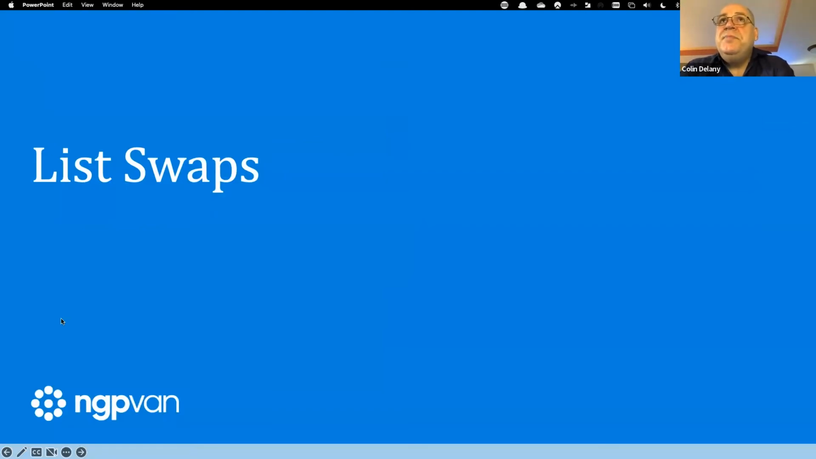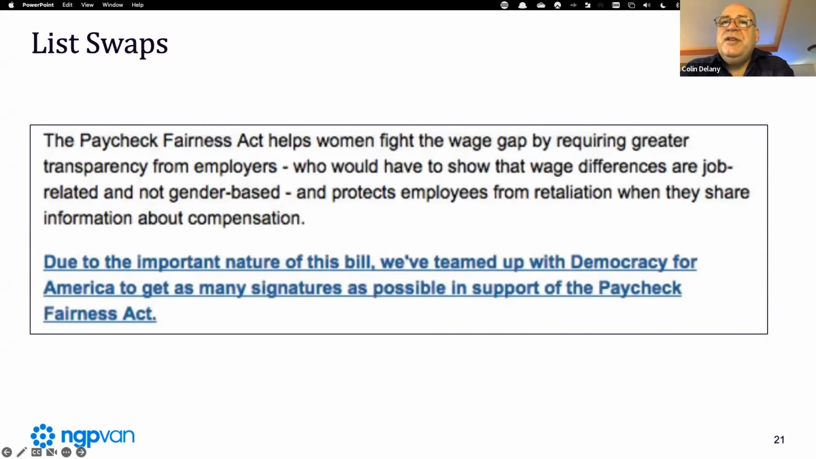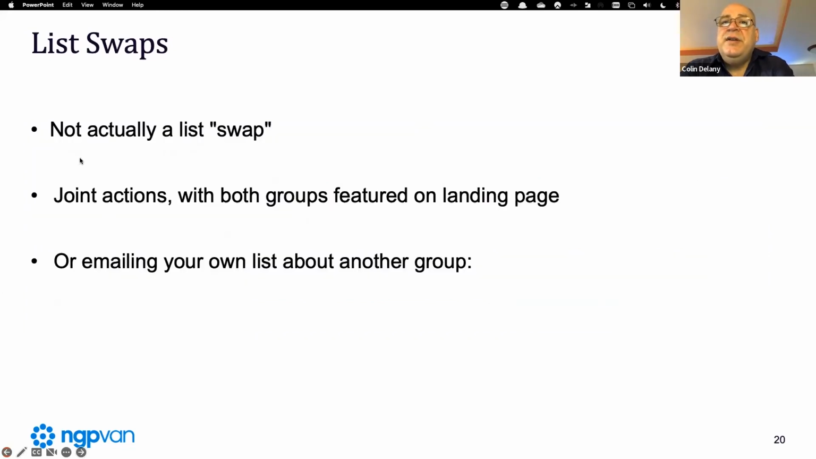Now, when you hear list swaps, you probably think one organization is going to give its list to another. But we're really talking about something that's not a swap. It's more often about letting one list benefit another and vice versa. A common way to do it is a joint action, say a joint petition with both groups featured on the landing page. You want to make sure this is prominently shown so that people know that when they're taking the action, they're joining both groups.